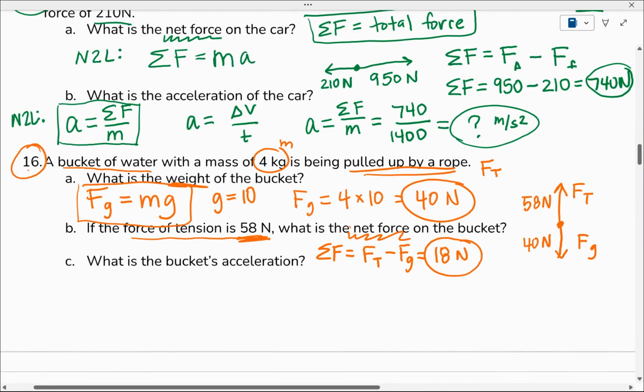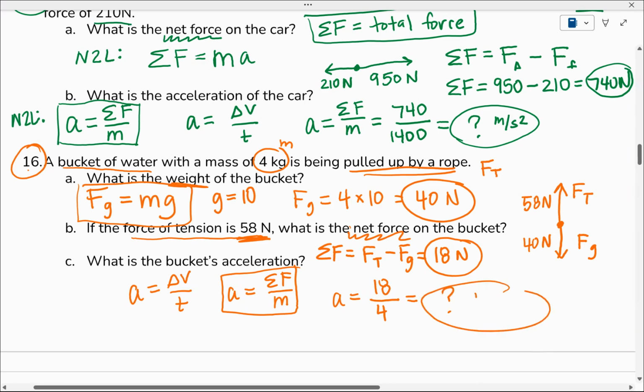And then finally, for the bucket's acceleration, again, we could do it two ways. We can use change in velocity over time, or use net force over mass. In this problem, we're not given any information about velocity, so we have to use this rule. The net force is 18 from the previous part. The mass of the bucket is 4, and so that's going to get you the answer. And I'll let you figure that out with the calculator.